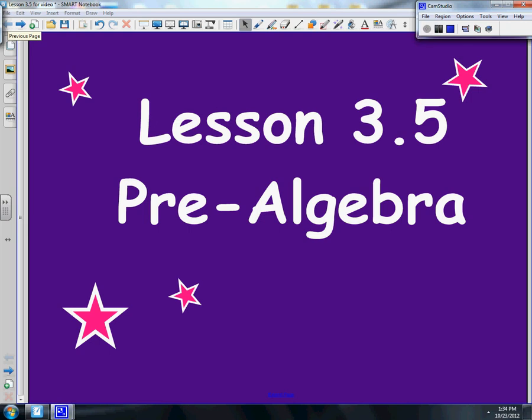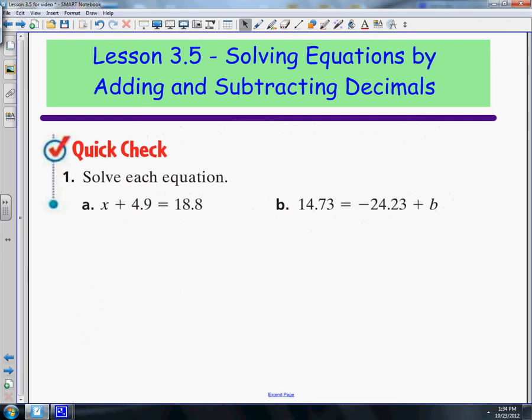This is lesson 3.5 for pre-algebra. Lesson 3.5 is solving equations by adding and subtracting decimals. So this is exactly the same as the equations we did in chapter 2, but the only thing that's different is the numbers have decimal points.